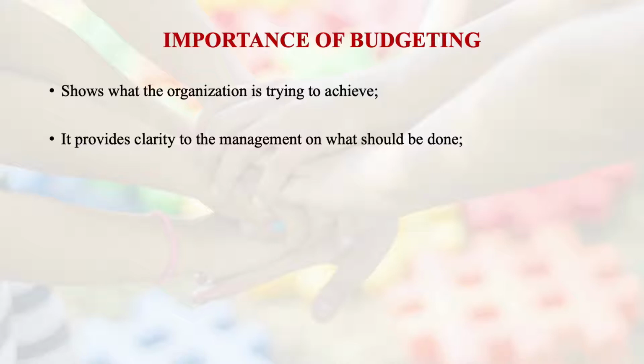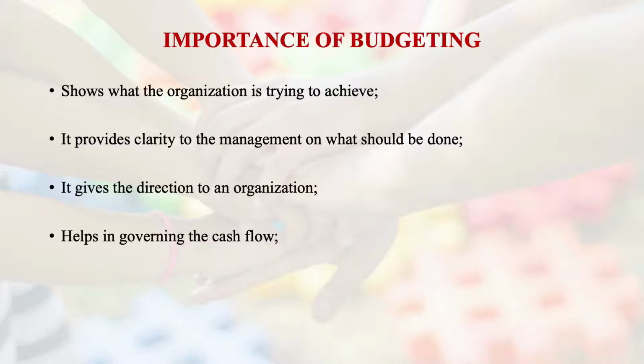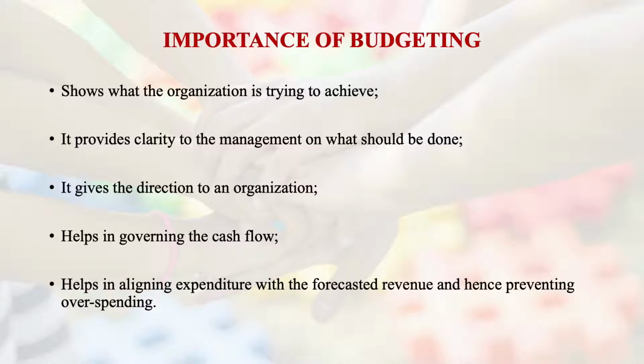The importance of budgeting is that it shows what the organization is trying to achieve. It provides clarity and transparency to the management on what should be done. It gives direction to an organization. It helps in governing the cash flow. It also helps in aligning the expenditure with the forecasted revenue, hence preventing overspending. As I gave you the example earlier, forecasting should be done and the expenses should be aligned with the revenues. If the alignment is proper, then there is no overspending, which means the deficit won't be reached.